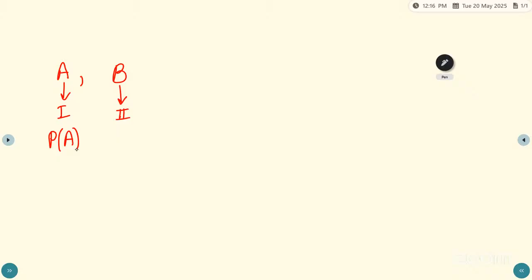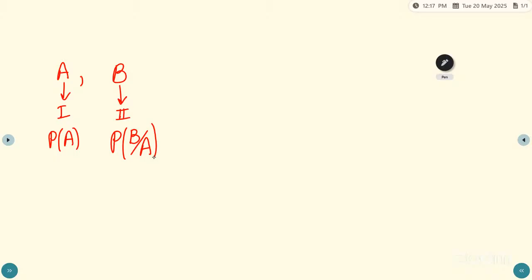Another event B has occurred as a result of the second trial, with its happening probability P of B given A. Now don't say it as B, but call it B given A. This notation is to be called as given A.